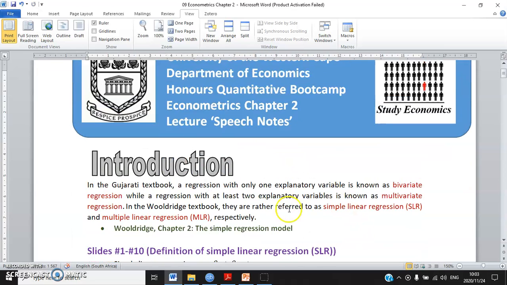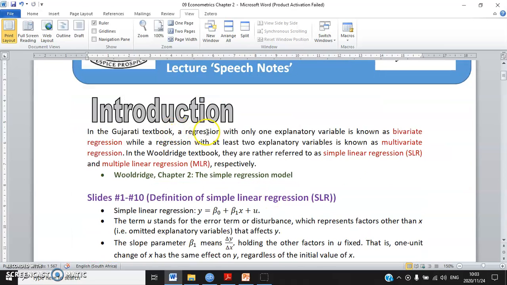Okay. In the Gujarati textbook, if we run a regression with only one explanatory variable, we call it bivariate regression. But in the Wooldridge textbook, it is rather referred to as simple linear regression, SLR, so keep that in mind. And then in Gujarati, if we run a regression with at least two explanatory variables, we call it multivariate regression. But then in the Wooldridge textbook, we rather name it as multiple linear regression model, MLR. So keep that in mind.